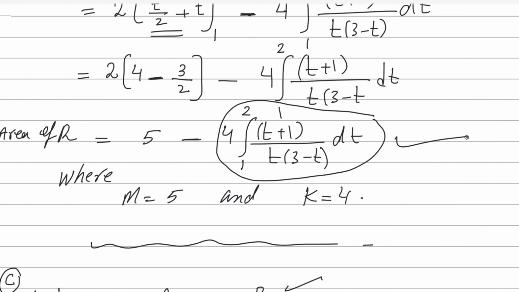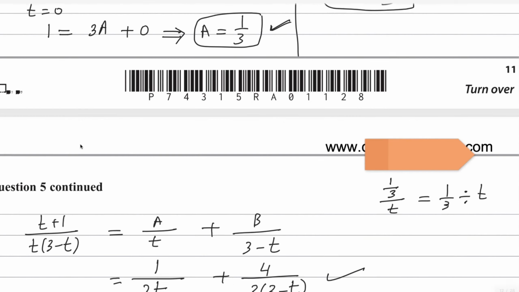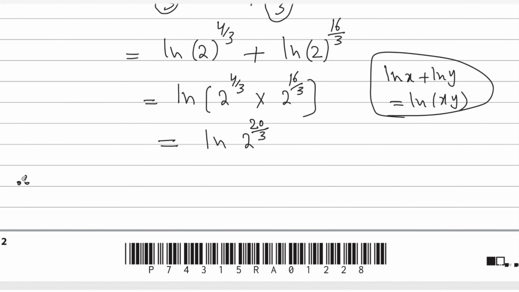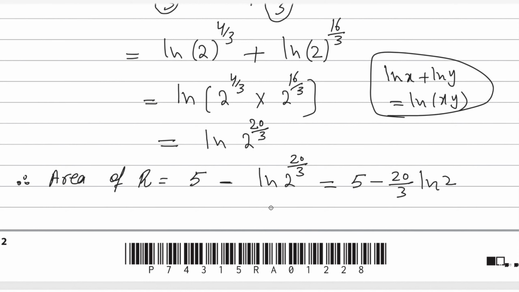Okay, we got the answer for that. Substitute this answer to find the exact area of R. Therefore, the area of R will be equal to 5, which is already there, minus log of 2 power 20 over 3. Even though you can simplify this, if you want to bring it here, you can take it there, no problem. Both answers are acceptable: 20 over 3 log 2. So this is the answer for the last part of this question.